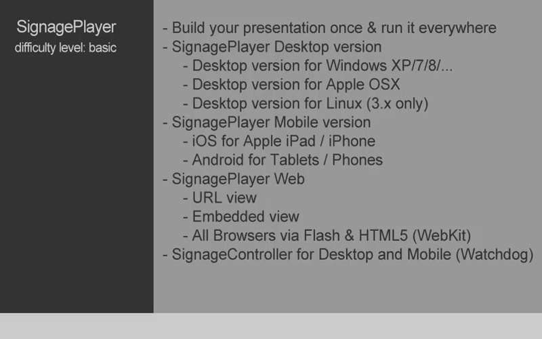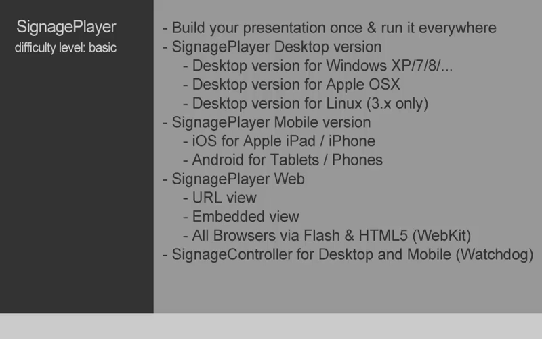On the other hand, the SignagePlayer web version is used mostly just to preview the presentation and share the presentation with others. With the SignagePlayer for the web, you simply can copy and paste the URL to a colleague, for example, and they'll be able to watch the same presentation that was built for both the mobile and the desktop, so you never have to recreate your work. We also support the SignagePlayer web version that allows you to embed the presentation inside a website. We do require that your browser supports both Flash and HTML5, and we support the latest version of HTML5 using WebKit.